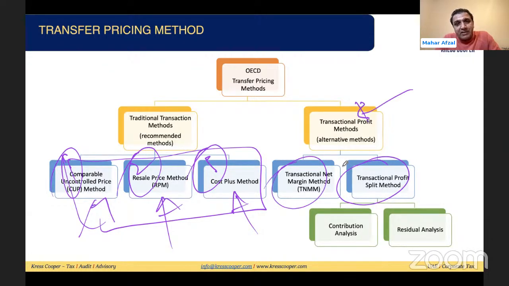Moreover, they said that in case the taxable person believes there is any other method that can give a more justifiable price for the transfer pricing, then they can adopt those methods as well. Again, as I mentioned, we'll look into these methods in detail in our coming webinars.